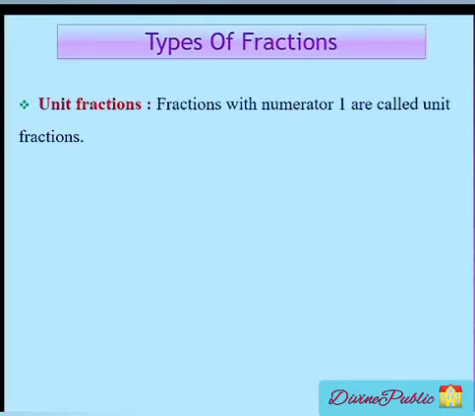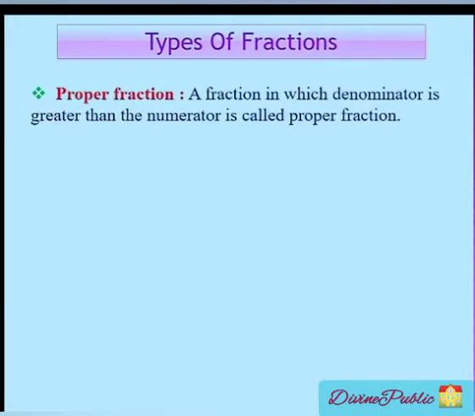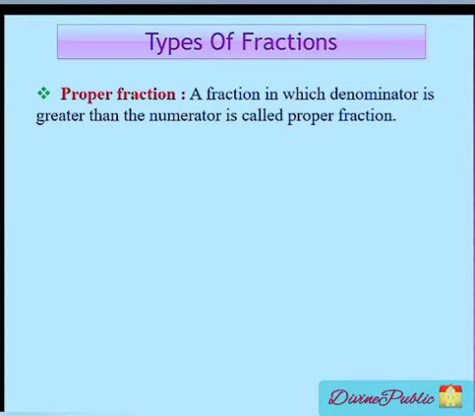Unit fractions. Fractions with the numerator 1 are called unit fractions. For example, 1 by 8, 1 by 9, 1 by 7 and so on. Proper fraction. A fraction in which the denominator is greater than the numerator is called a proper fraction. For example, 14 by 18, 9 by 11, 13 by 17 and so on.